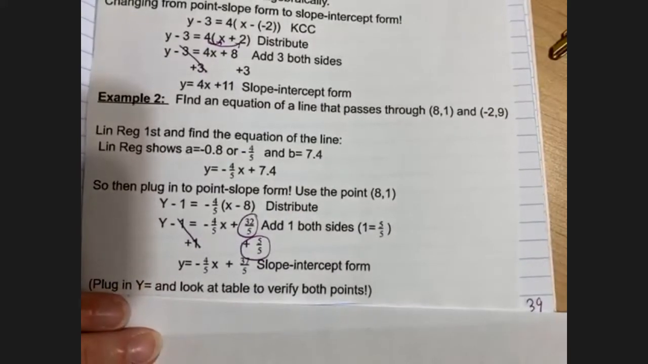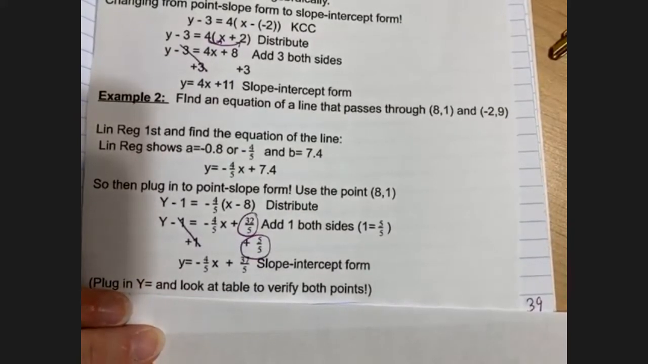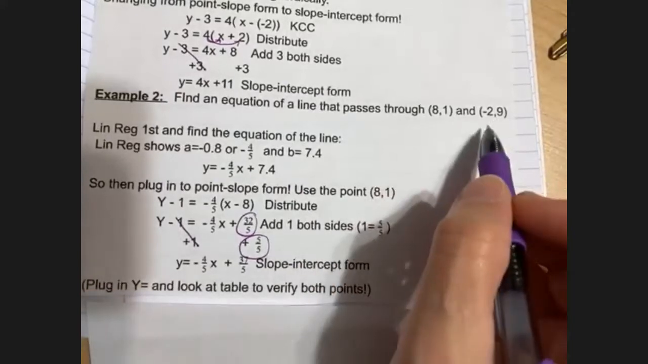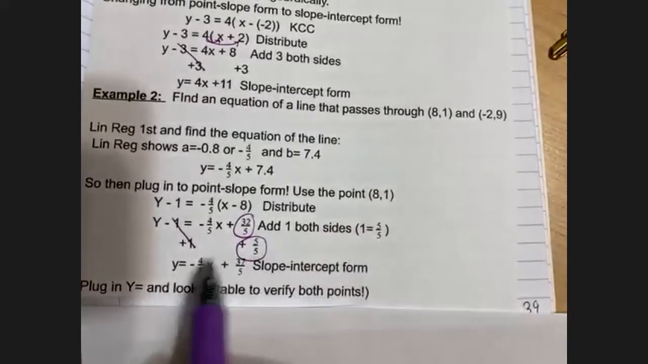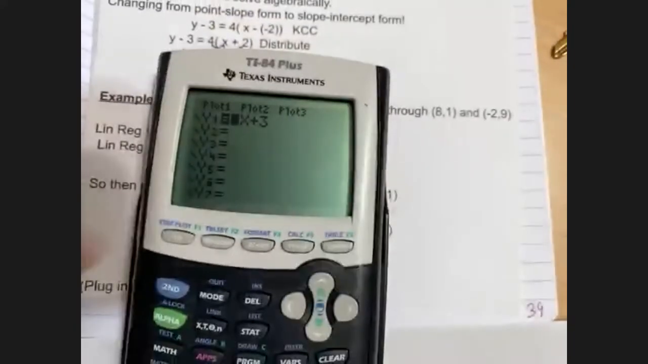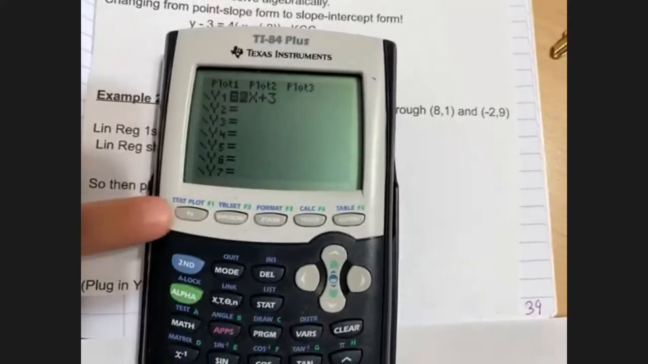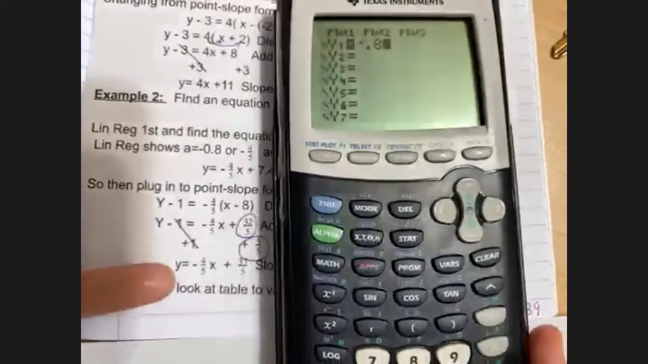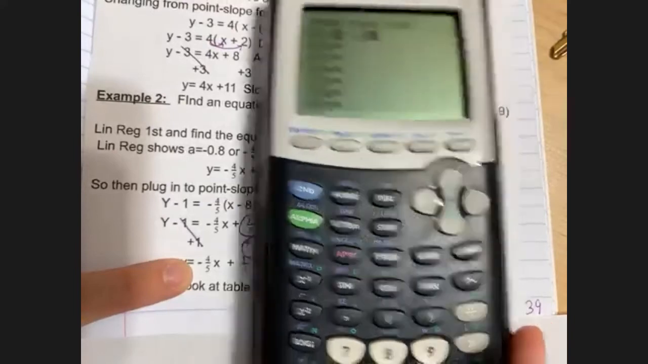And you can plug into y and look at a table to verify both points. So if you actually plug in this equation right here, these 2 points should show up in the table of values for that equation. And so I'm just going to show you that. We're going to just plug it in. So we hit y equals up here, and I'm going to switch it to this formula here. Now, the only thing you have to make sure you do is put -0.8. If you want to use the 4/5, you'll have to do it in parentheses.